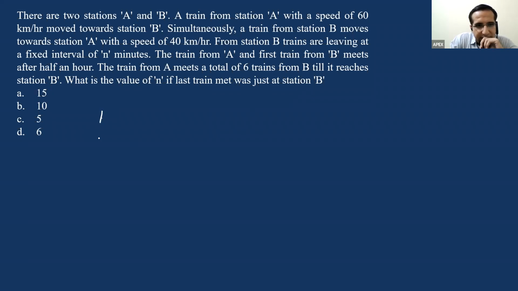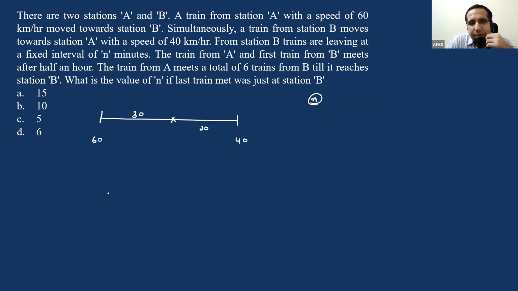So a train starts at 60, the other train is running at 40 simultaneously. From B, trains are leaving at an interval of n minutes each. Okay. Fair enough. The train from A and the train from B first meet at half an hour. Half an hour means, let's say, 30 kilometers point. So this train has covered 30, this train has covered 20.